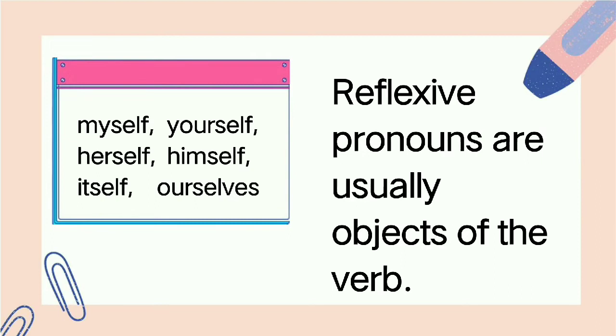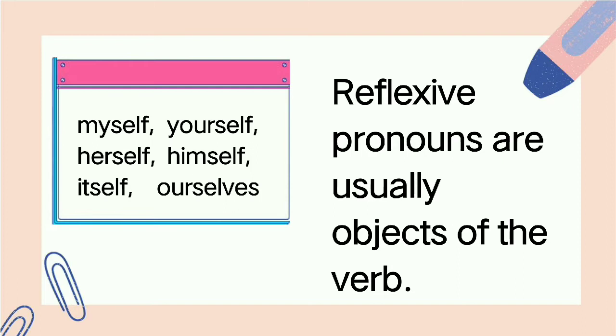Reflexive pronouns are usually objects of the verb. The reflexive pronouns are myself, yourself, herself, himself, itself, and ourselves. It always ends with self or selves and refers to another noun or pronoun in the sentence.